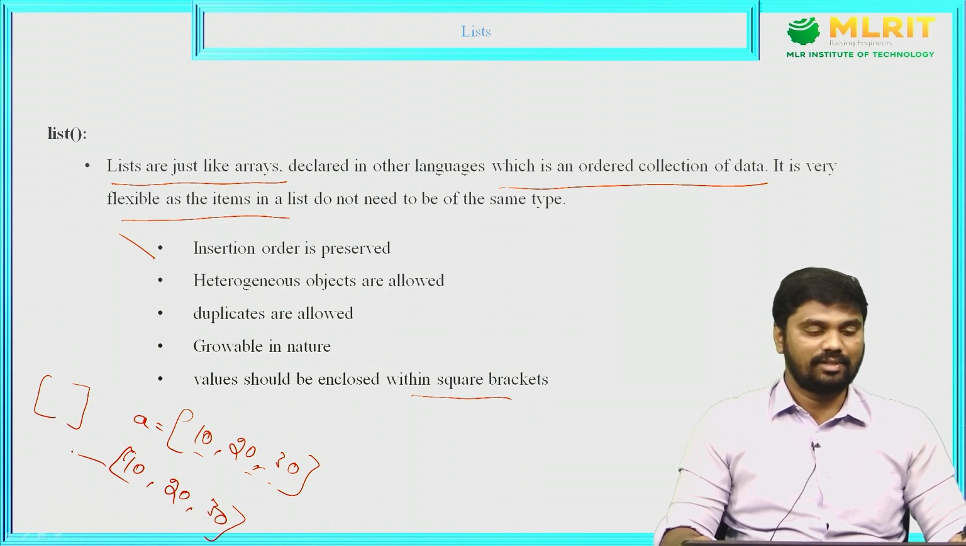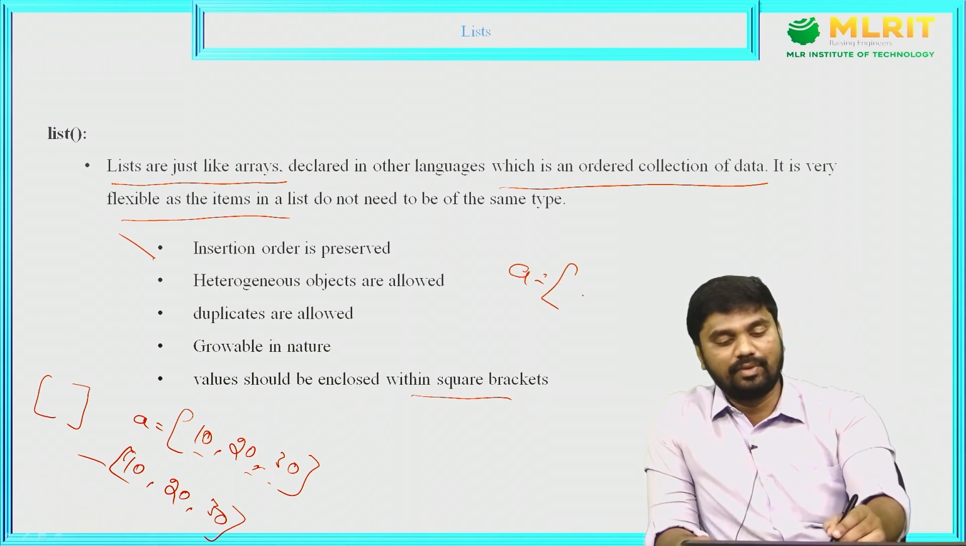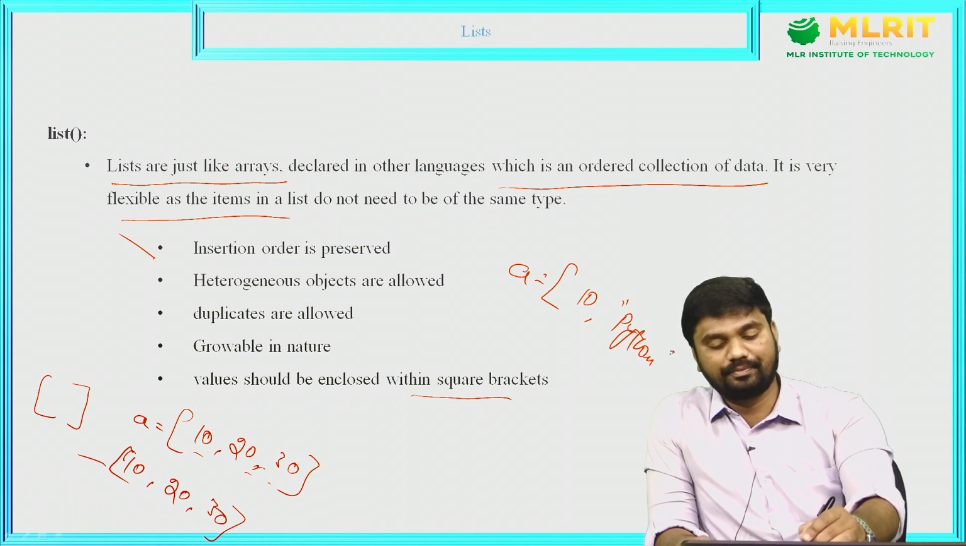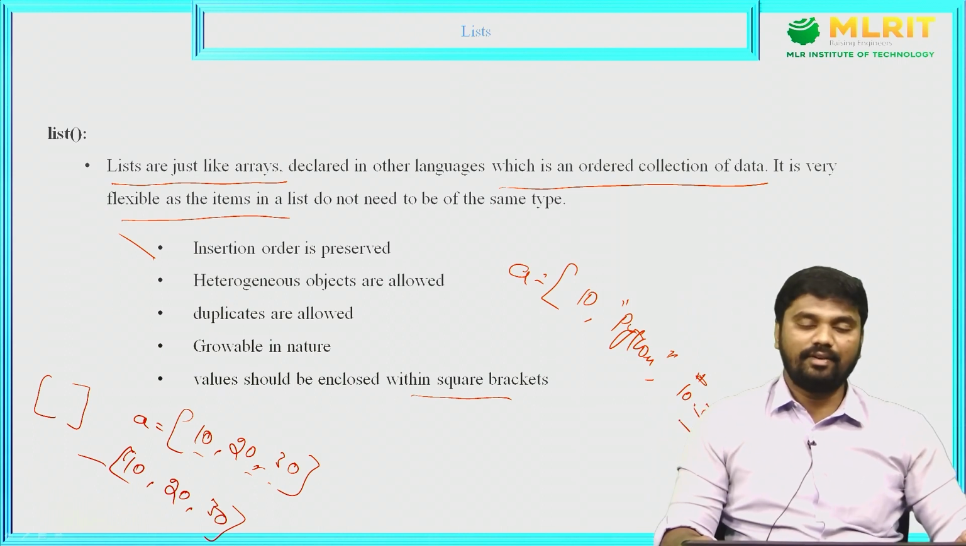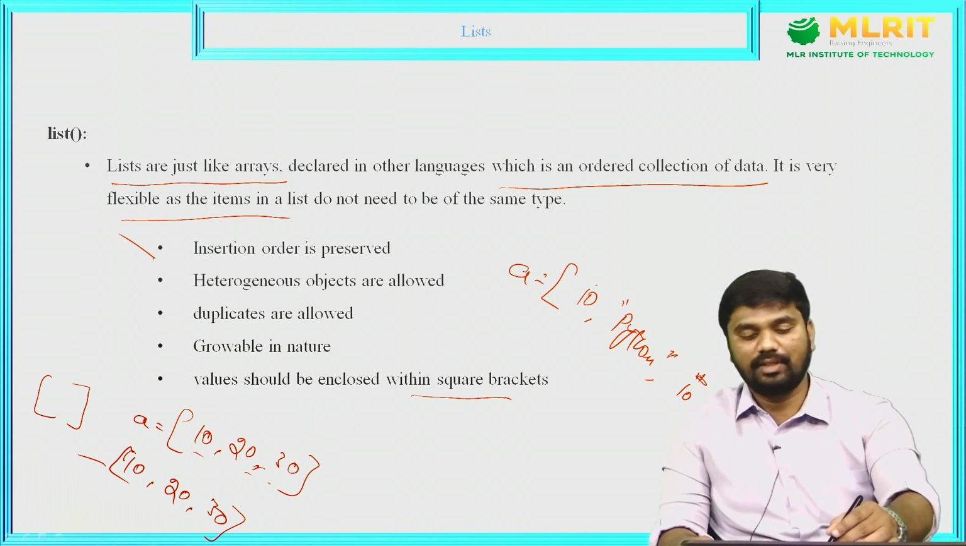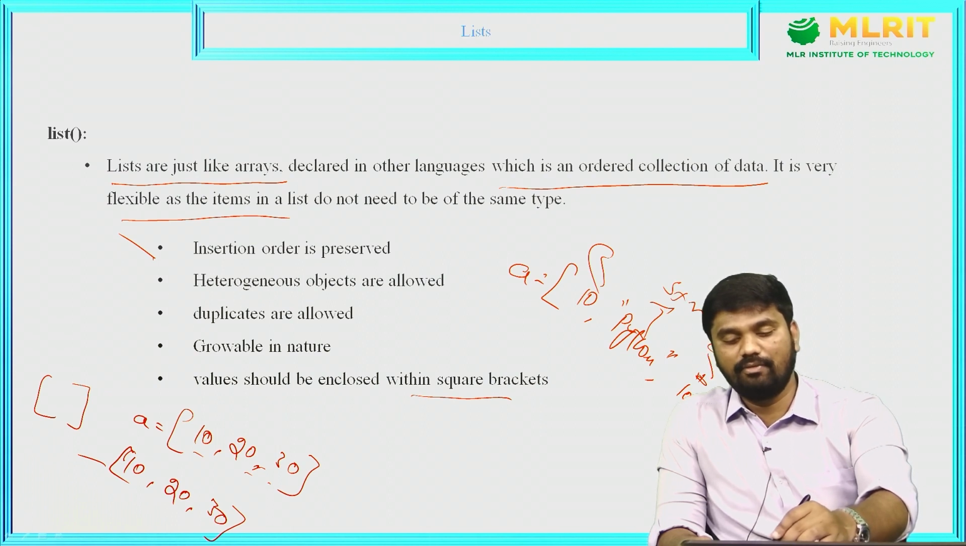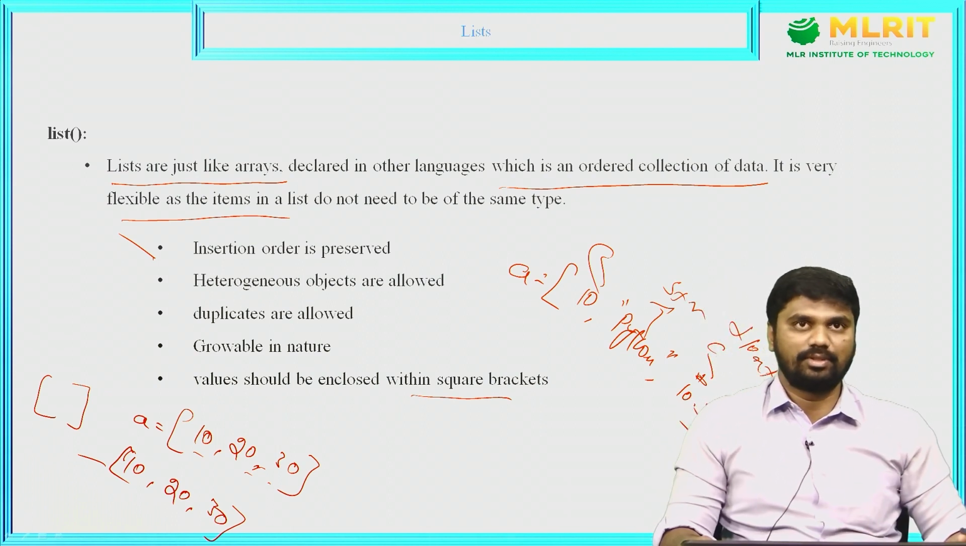Next, heterogeneous objects. For example, a equals to, so this is an int data type and this is a string data type, and for example a float, 10.3. Like this, different types of objects are allowed in the list. This is an int object, this is a string object and this is a float object. You can even insert a complex object.